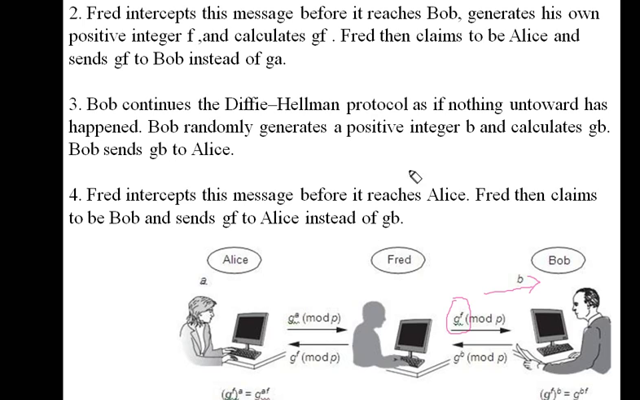Bob continues the Diffie-Hellman protocol as if nothing untoward has happened. Bob randomly generates a positive integer b, then calculates G^B and sends it to Alice. But Fred intercepts this message before it reaches Alice. Fred then claims to be Bob and sends G^F to Alice instead of G^B. This is what we call the man in the middle attack.